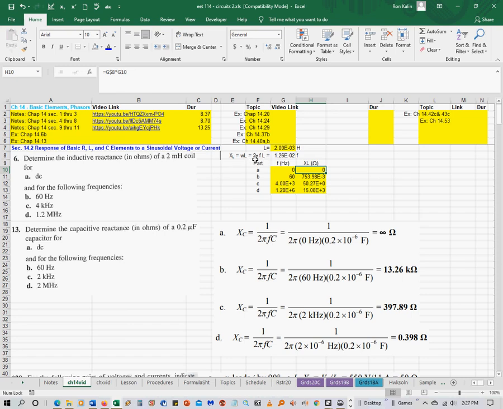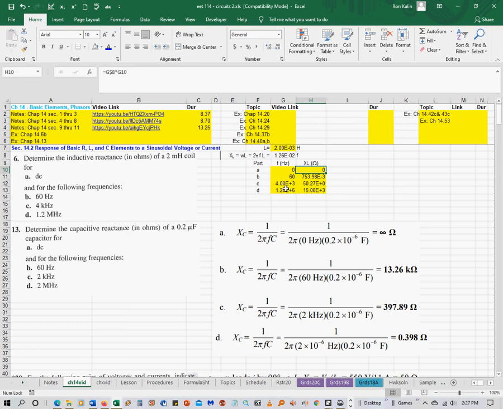If we multiply the 2 times pi times the L being 2 millihenries, we get 1.26 times 10 to the negative 2 times F. So if we substitute in 60 for F, we get 753 milliohms. And then part C is for 4 kilohertz.